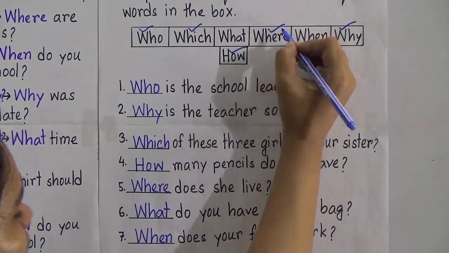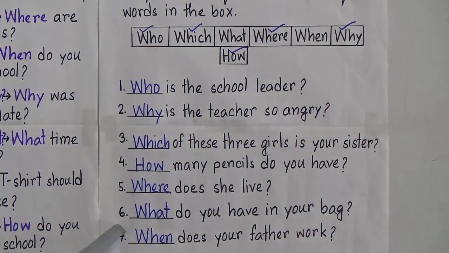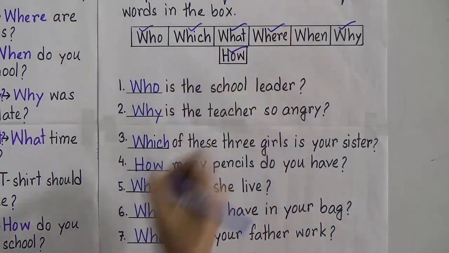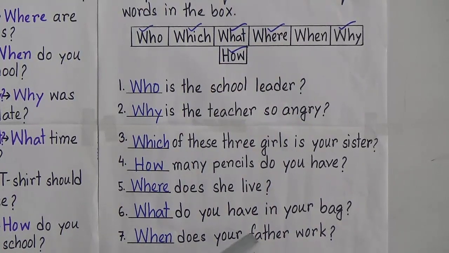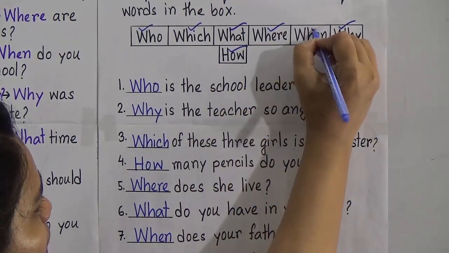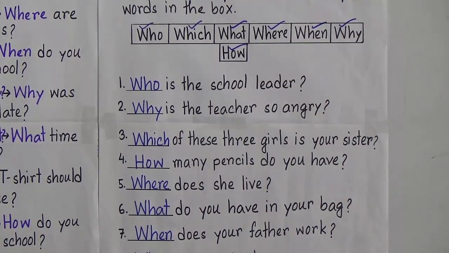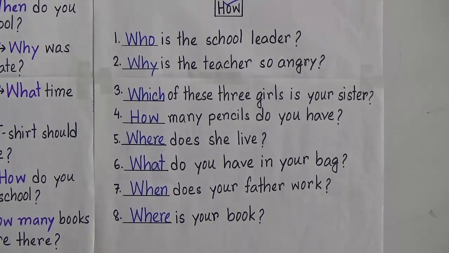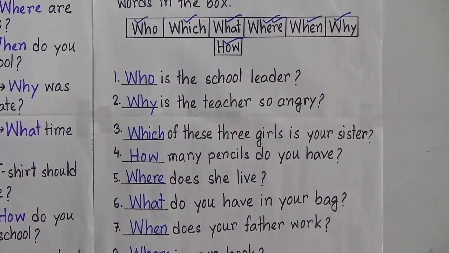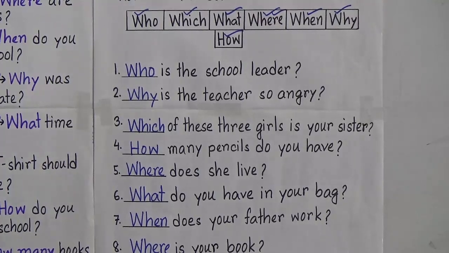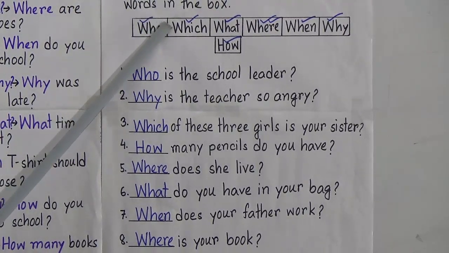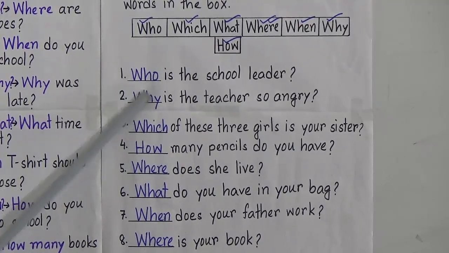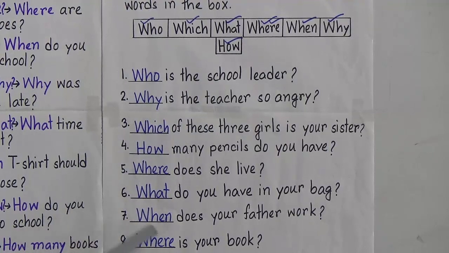And we use the question word where. Now number 6, what do you have in your bag? We use what also. And now number 7, when does your father work? We use the word when also and we use where 2nd times in question number 8, where is your book? We use it 2 times. So my dear students, today we will know about the question words and we fill up these blanks using these 7 question words.